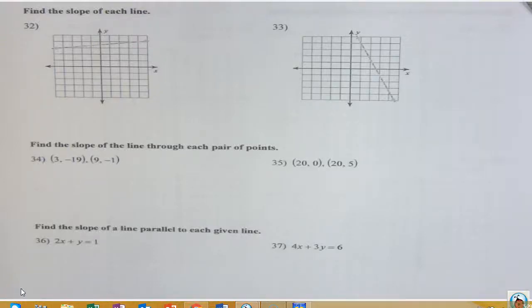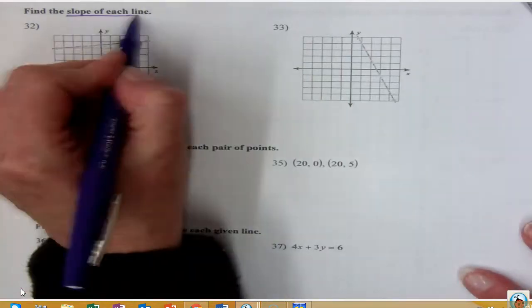Welcome back. Okay, it's video 3 of the semester review, and we're starting with number 32. So let's keep going. All right, so the question is to find the slope of each line.